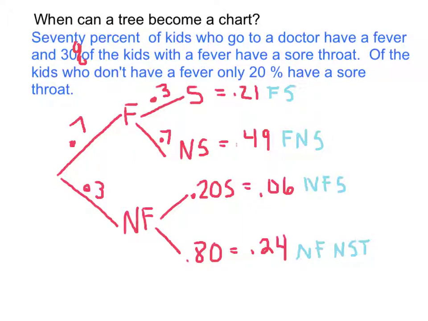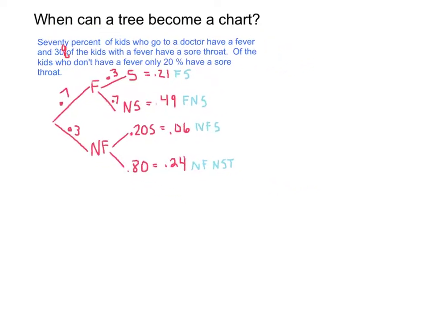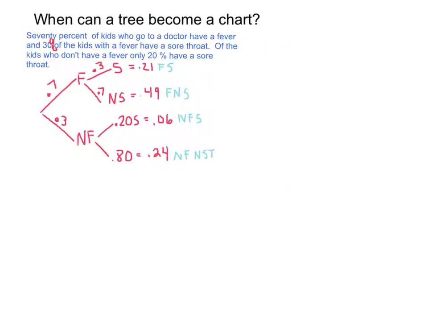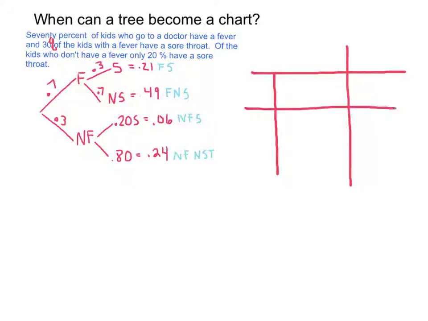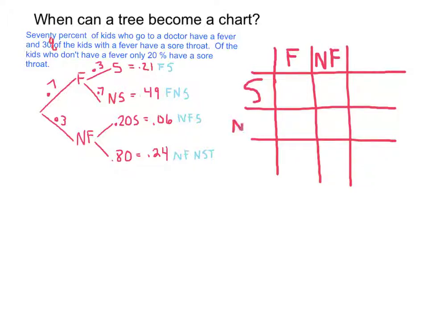But what I want you to do now is take a look at this same problem, because all of the problems in your textbook make a tree out of this kind of problem, and I want to show you how you can do the exact same problem as a chart, and I really believe that the chart is easier. So let's go fever, no fever, sore throat, no sore throat. It says 70% of the kids who go to the doctor have a fever. There's your 70, which means 30 don't have a fever.